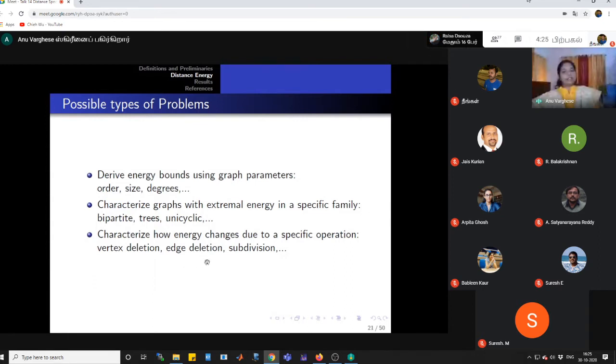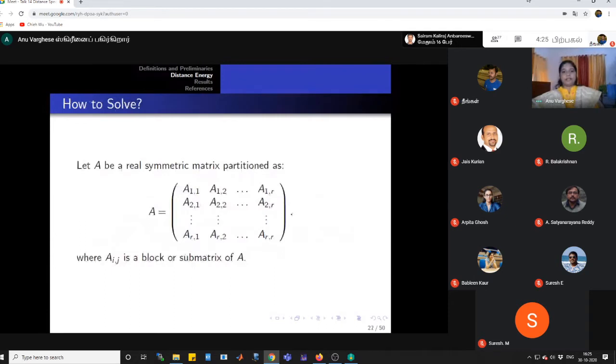By considering edge deletion, we can consider any edge we can delete, or some particular edge we can delete, and we can have problems like that. So these are some types of possible problems in the case of distance matrices.